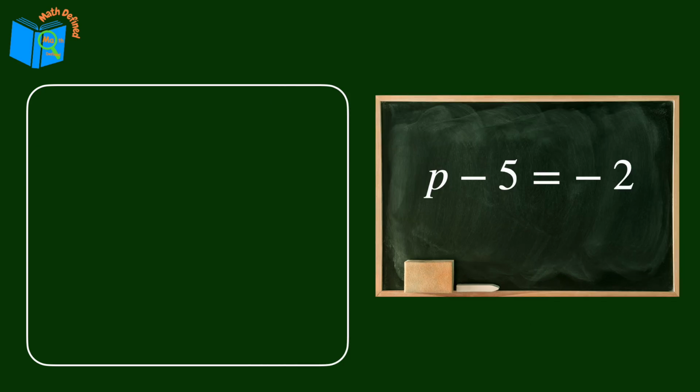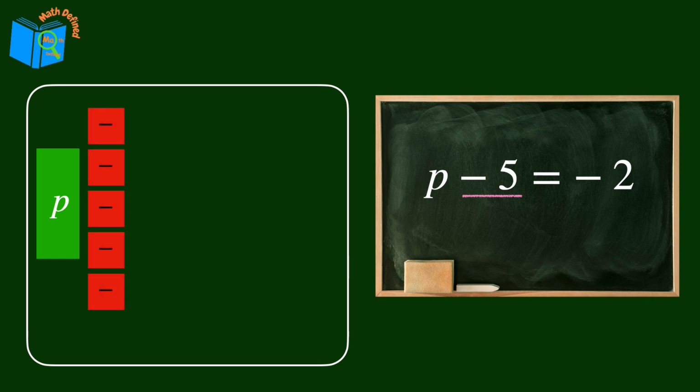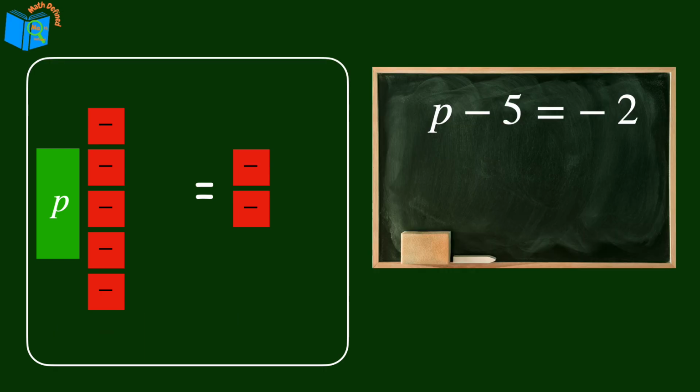Let's model the equation p minus 5 equals negative 2 using the algebra tiles. The variable p is represented by this green tile, and this time we have 5 being subtracted from the variable p. So we will need to use 5 red tiles to represent the minus 5 or negative 5 in the equation, giving us p minus 5. Then we'll use 2 red tiles to represent the negative 2, resulting in the equation p minus 5 equals negative 2. Now let's use the tiles to find the value or the solution for the variable p.